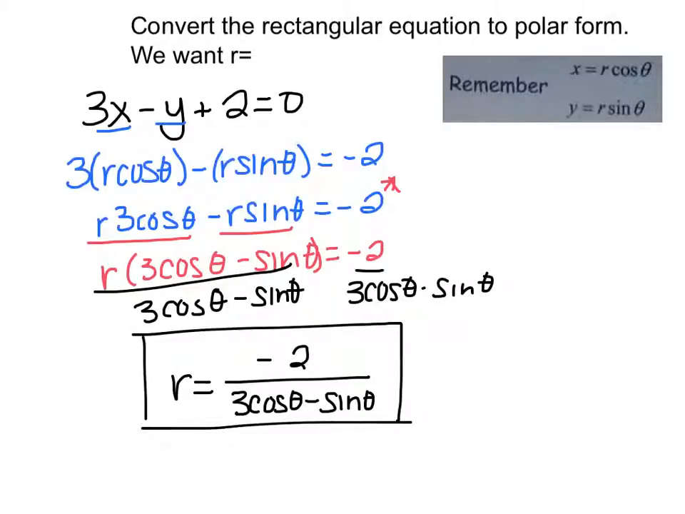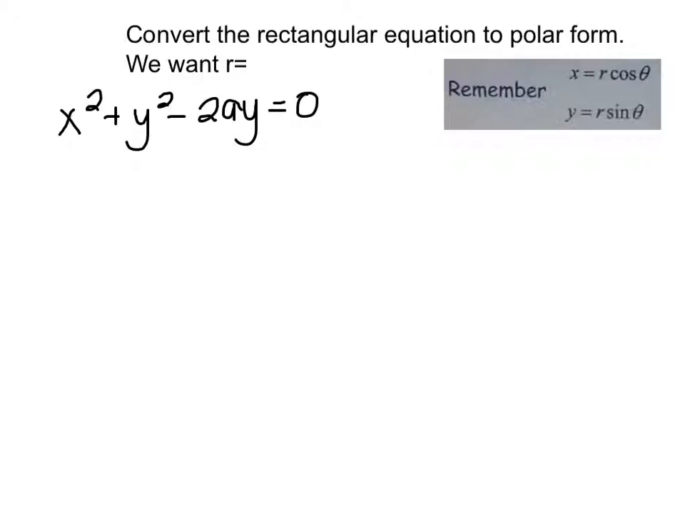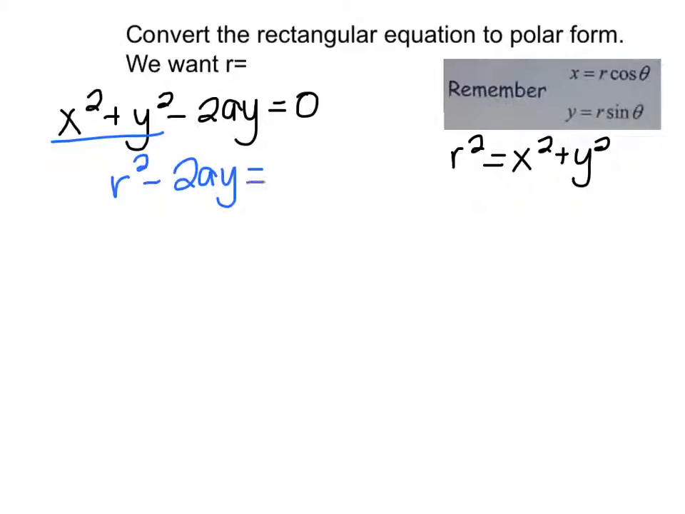Let's go ahead and try more. Now, this time, I have extra variables going on. So we're really truly going to focus on substituting. I know that r squared equals x squared plus y squared. So let's just go ahead right away and substitute r squared here. Next, we have to isolate r. So r equals 2ay. But I also know what y equals. And again, I'm going to substitute what y equals.